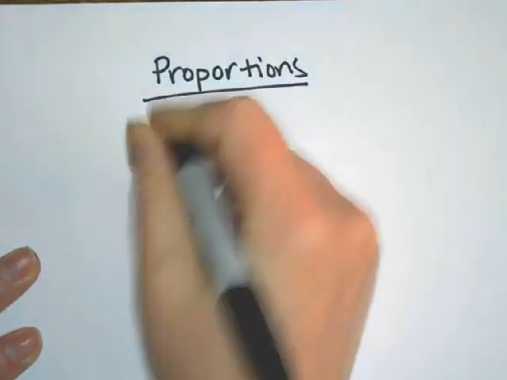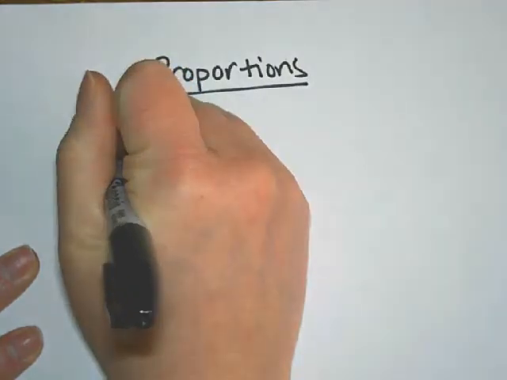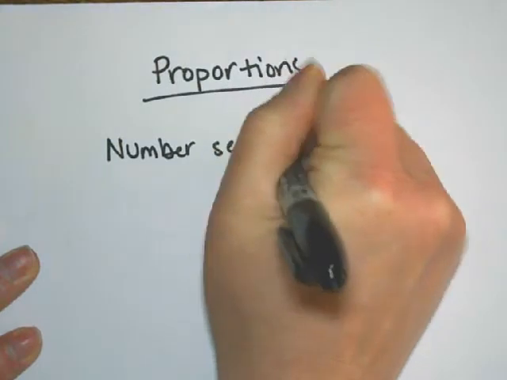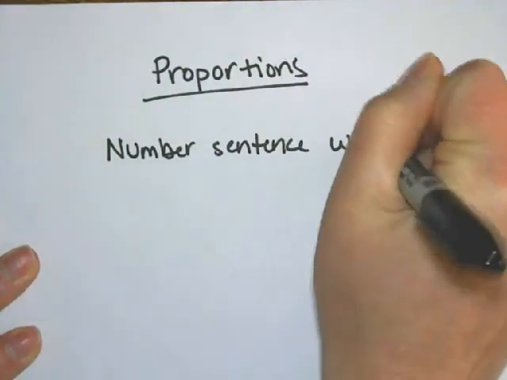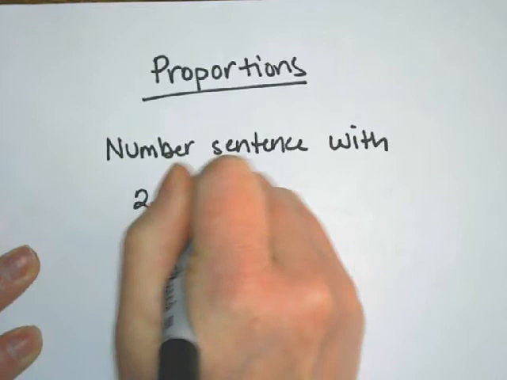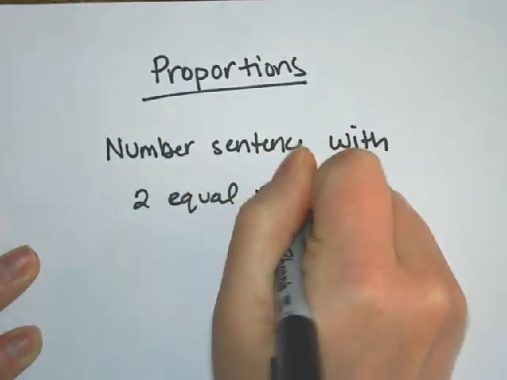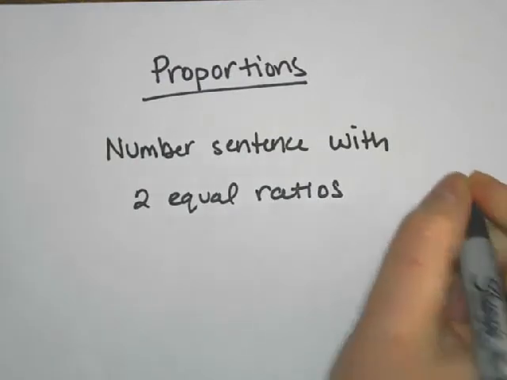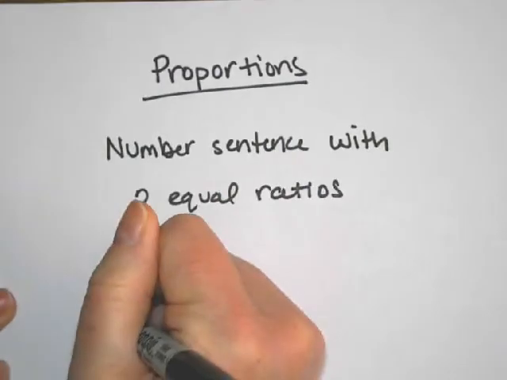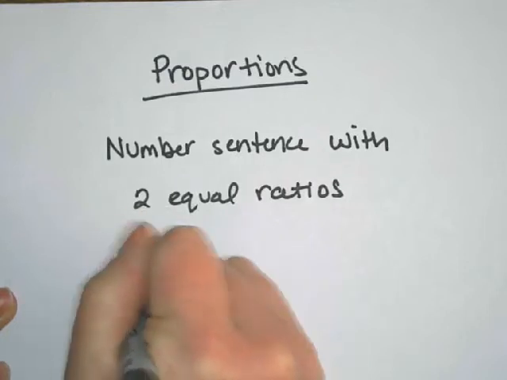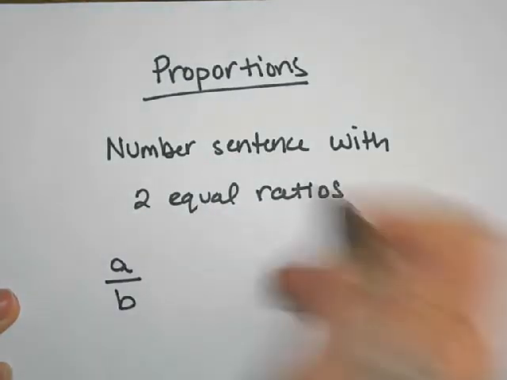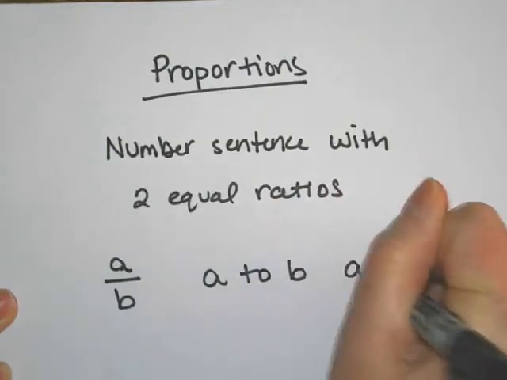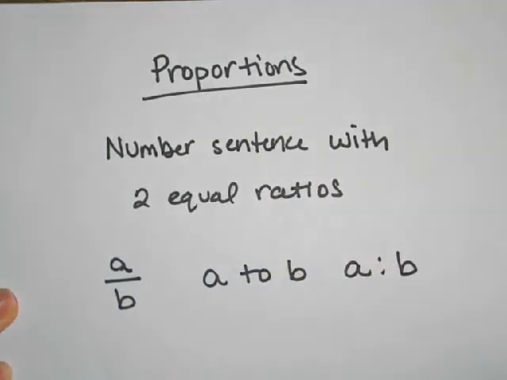A proportion is a number sentence with two equal ratios. Now, a ratio is just a comparison of two numbers. It can be written in three separate ways. A over B. If I have the ratio A to B, I would also call that A to B. Or I can write it as A with a colon and then B.